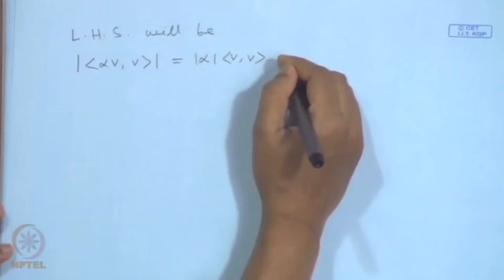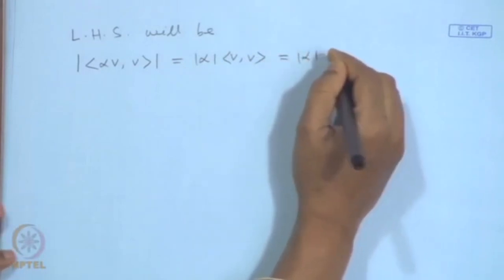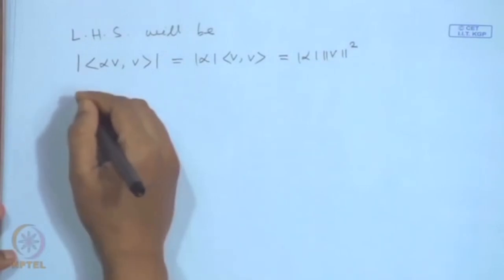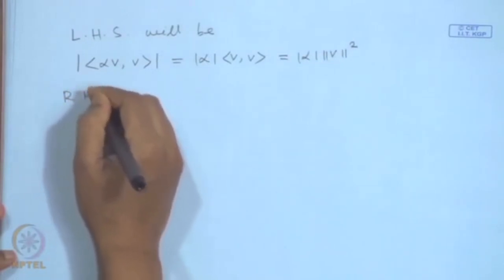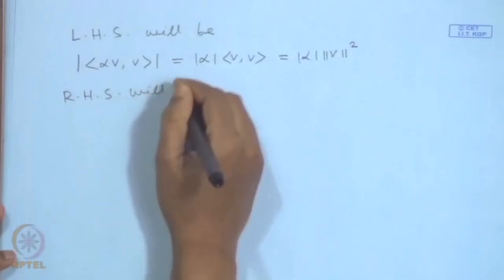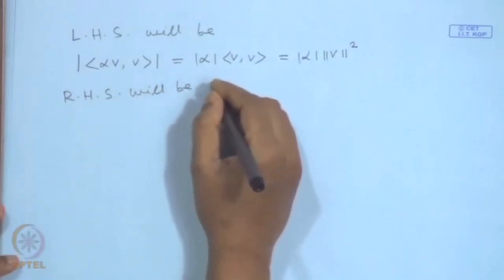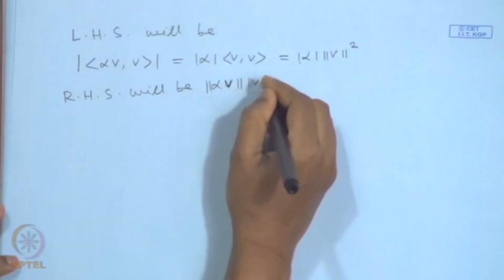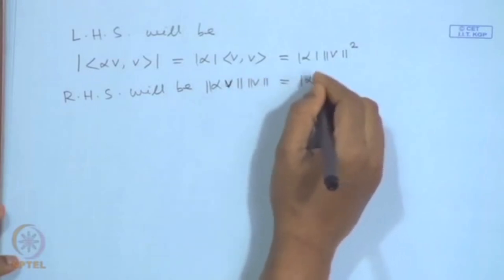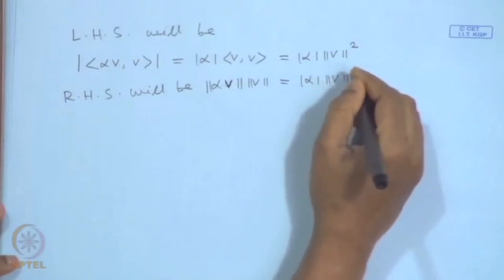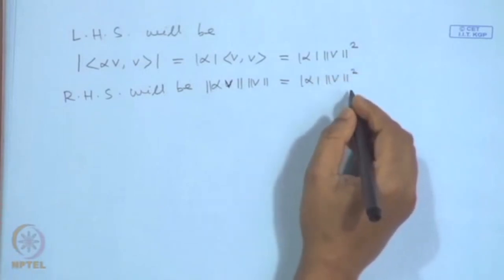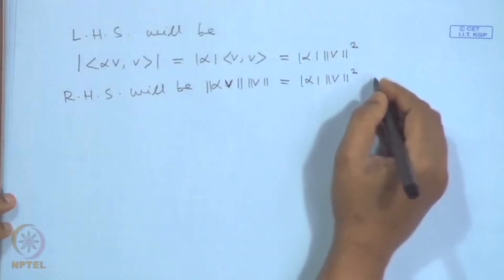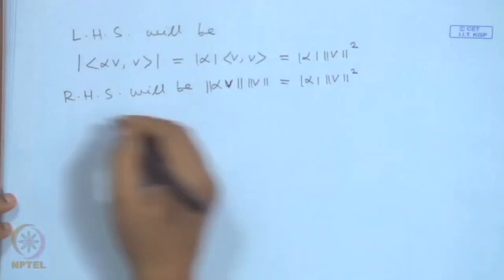So, this is equal to absolute value of alpha and square of norm of v, and RHS will be this norm of alpha v times norm of v. This is equal to absolute value of alpha norm of v square. So, here we can see that LHS is equal to RHS. So, equality holds in the Cauchy-Schwarz inequality.